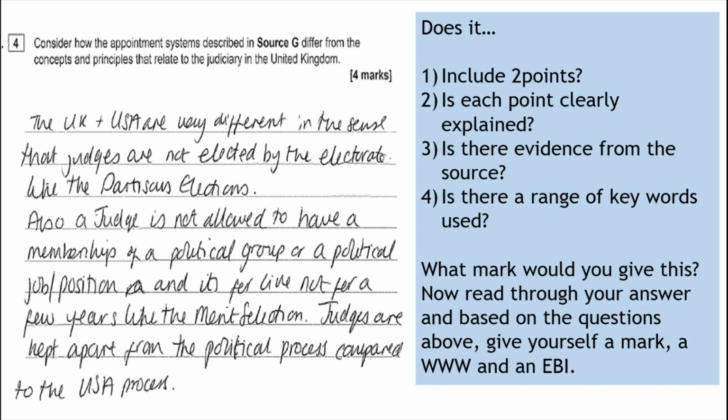Let's read through the exemplar together. Consider how the appointment systems described in Source G differ from the concepts and principles that relate to the judiciary in the UK. It's a 4-mark question.